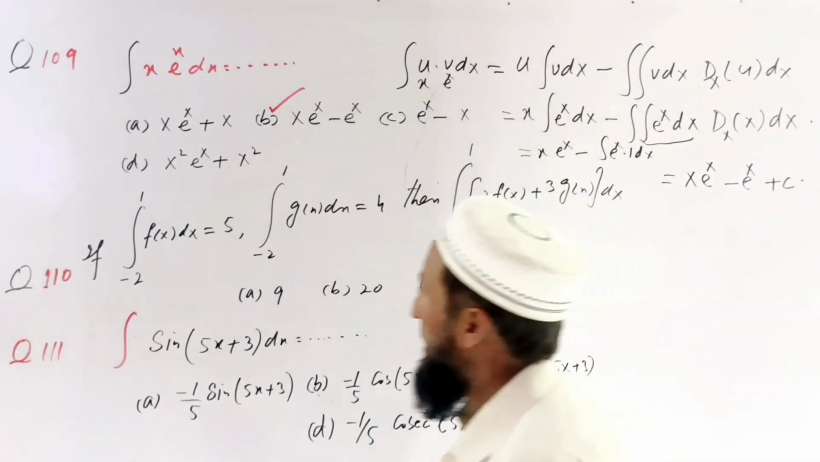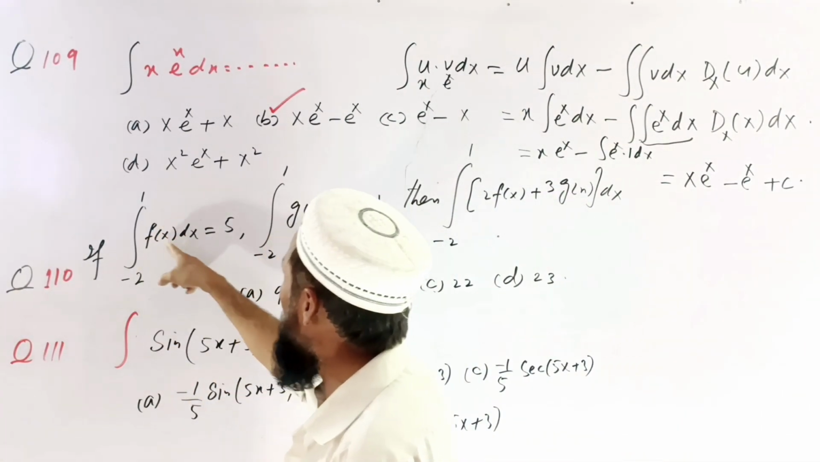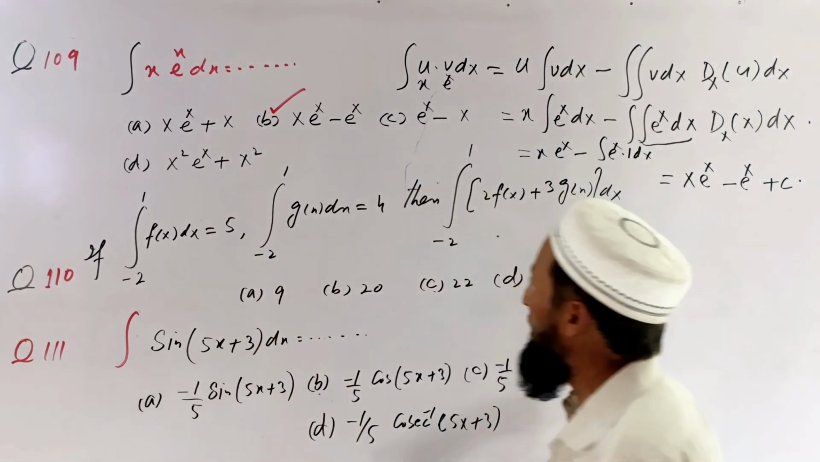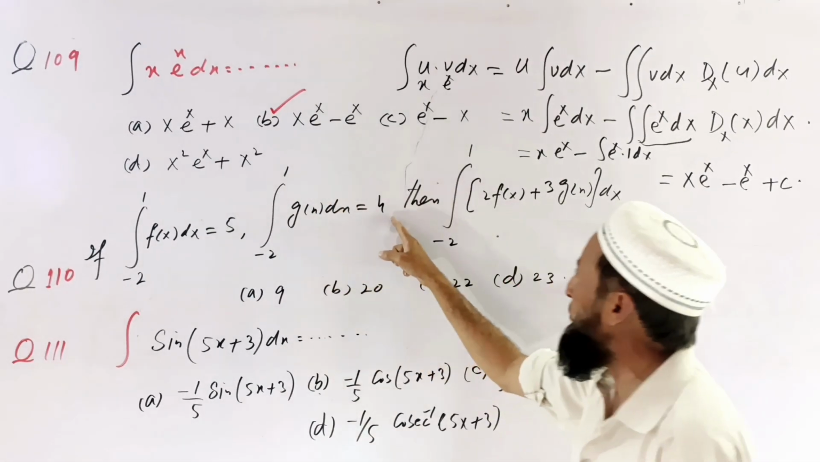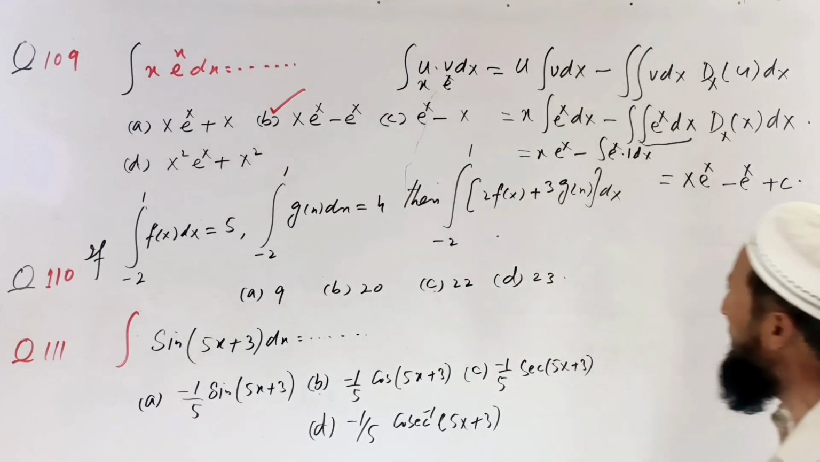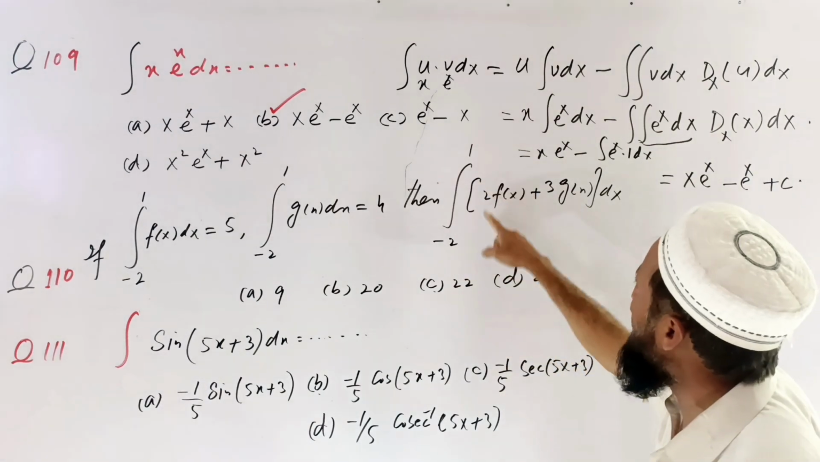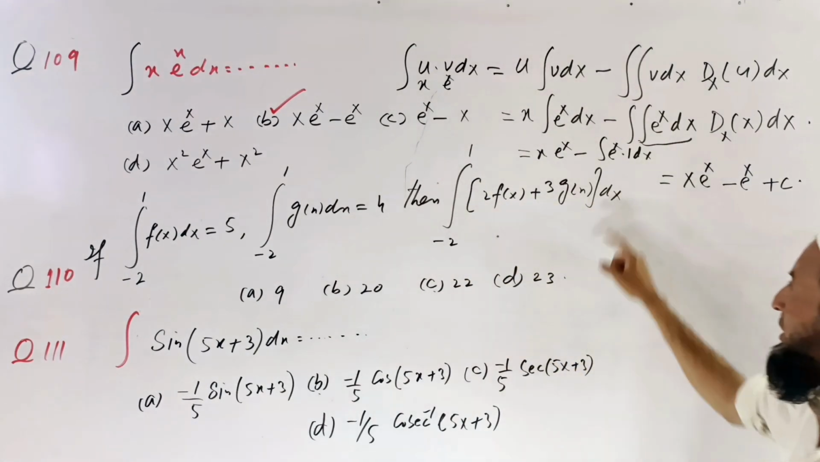Similarly, question number 110: the integral from -2 to 1 of f(x) dx is equal to 5, and the integral from -2 to 1 of g(x) dx is equal to 4. Both results are given. So we need the integral from -2 to 1 of 2f(x) + 3g(x) dx.